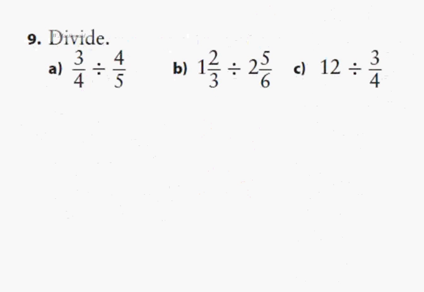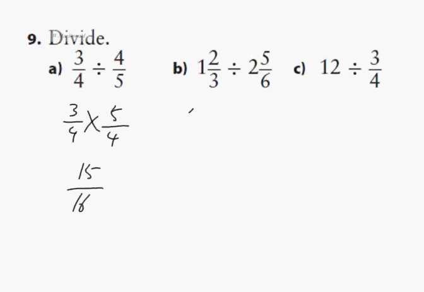Question 9 says divide, so it doesn't say which algorithm to use, but I think most of us probably use the multiplication method. So if I have 3/4 and I change it to multiplication, I use the reciprocal of the second. Multiply my numerators, I get 15. Multiply my denominators, I get 16. My answer is 15/16 for this one.